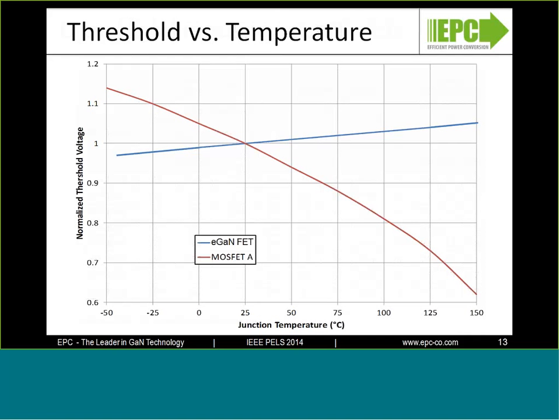You'll see the red line. That's a MOSFET. So if a MOSFET threshold voltage is, say, 1 volt at 25 C, at 150 C it would be 0.6 volts. If it were 2 volts, it would be 1.2 volts at 150 C. In contrast, gallium nitride FETs are essentially flat. And therefore, you don't have to have a high threshold voltage at room temperature to maintain high noise immunity when the device is running hot.